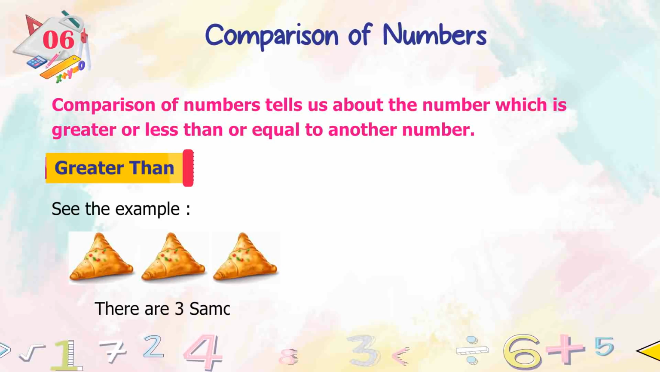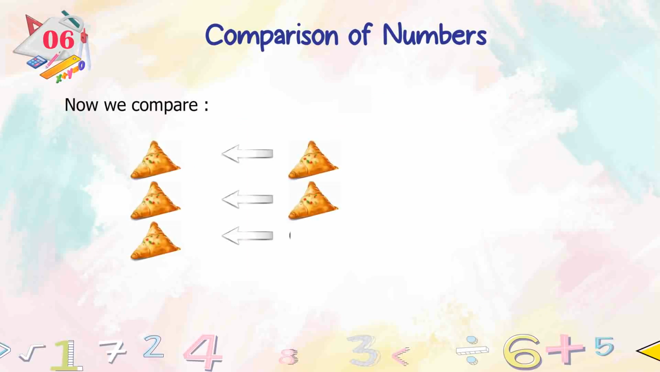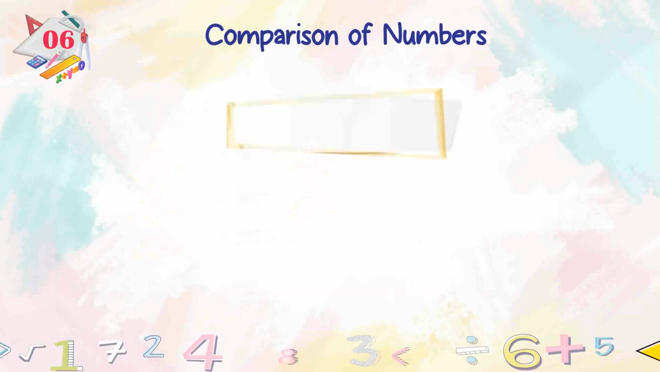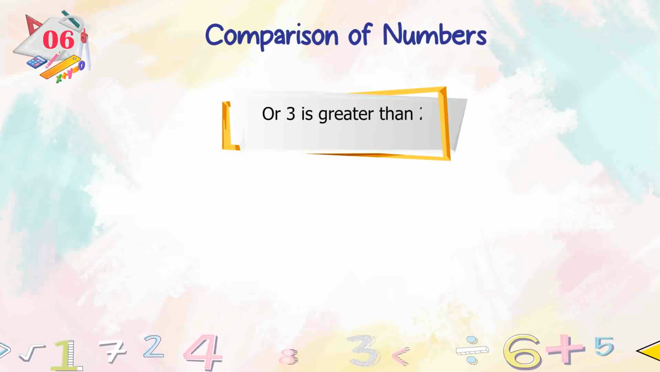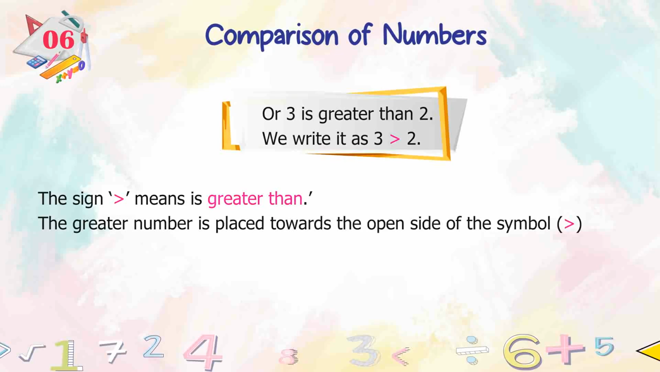There are 3 samosas. There are 2 samosas. Now we compare. 1 samosa is left as extra. It means 3 samosas are greater than 2 samosas. Or 3 is greater than 2. We write it as 3 greater than 2. The sign means is greater than. The greater number is placed towards the open side of the symbol.